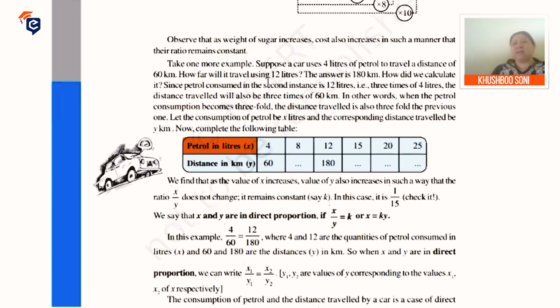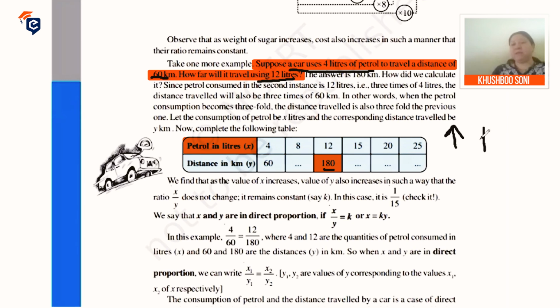Let's take the example. If a car uses 4 liters of petrol, it travels a distance of 60 kilometers. That means in 4 liters he covers 60 kilometers. Similarly, when he uses 12 liters, he covers a distance of 180 kilometers. As you can see, the amount of petrol is increasing, and in the meantime the distance is also increasing. So in direct proportion, both the values increase simultaneously.